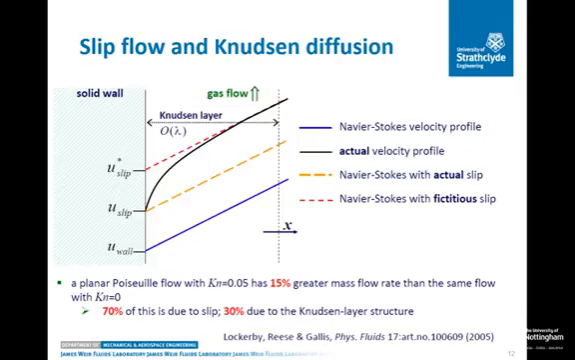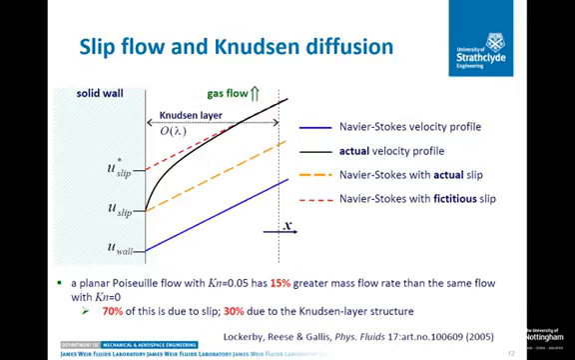In porous media, this is probably the contribution made by Knudsen diffusion, just because the Navier-Stokes constitutive relation does not work here in the Knudsen layer. So you have an additional contribution. That's it for a simple planar flow over a planar surface. If I give you an example, for a planar Poiseuille flow, pressure-driven flow, at a Knudsen number of 0.05, the real mass flow rate will be 50% higher than if you apply Navier-Stokes with a non-slip boundary condition.